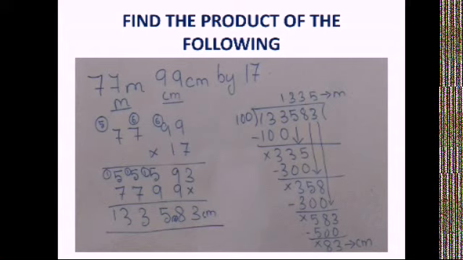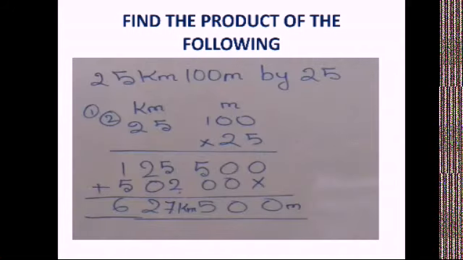And what I taught you in the previous class, the number which will be there in the quotient will be in the higher unit. So between meter and centimeter, which is the higher unit? Meter is the higher unit. So 1335 will be in meter and 83 will be in centimeter.